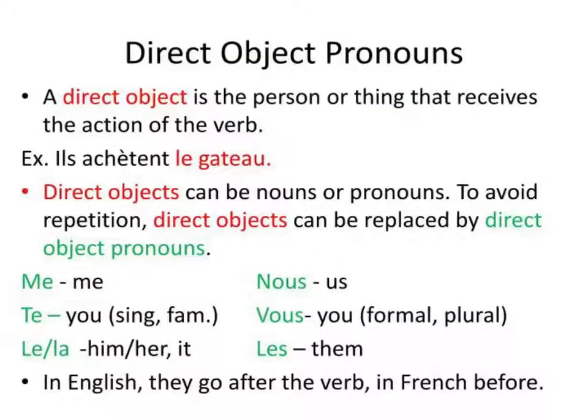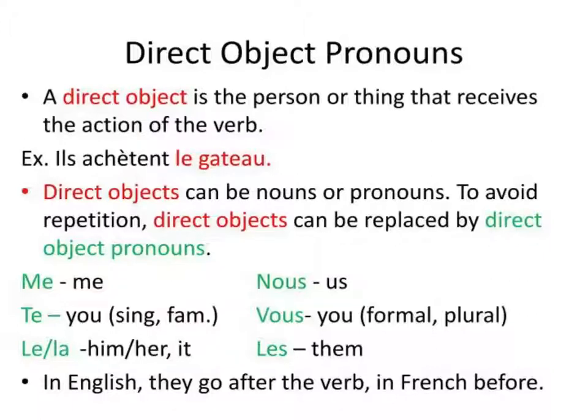The exact definition of a direct object pronoun is that it's the person or thing that receives the action of the verb. For example, ils achètent le gâteau. They buy the cake. As the cake is being bought, and buy is the verb, le gâteau would be the direct object. The ones you see on the screen in green are what we need to use in French. So we've got me for me, te for you, le or la for him, her or it, nous for us, vous for you plural, and les for them.